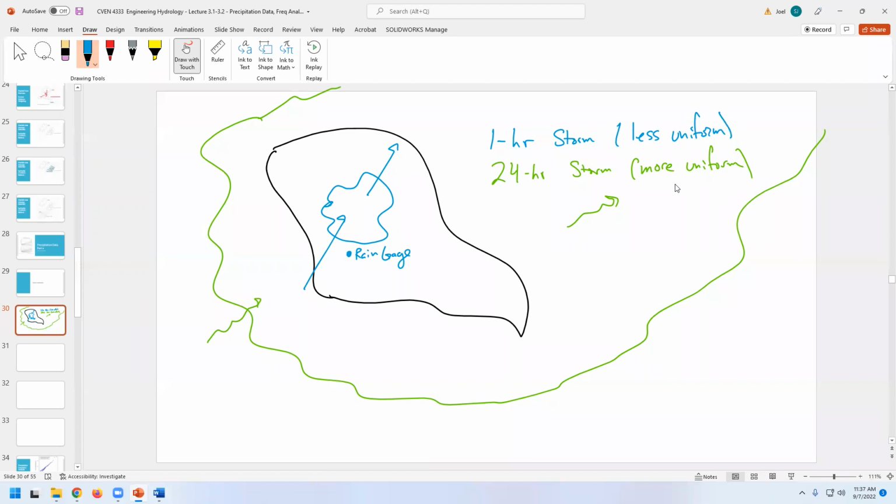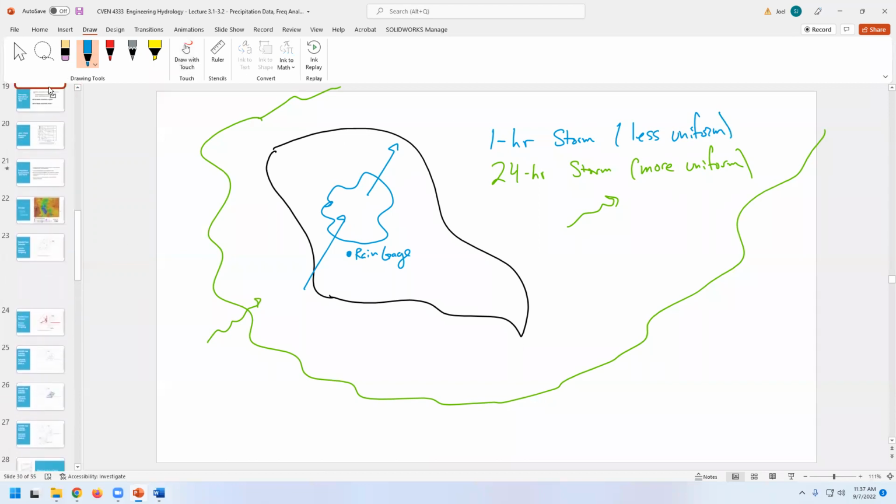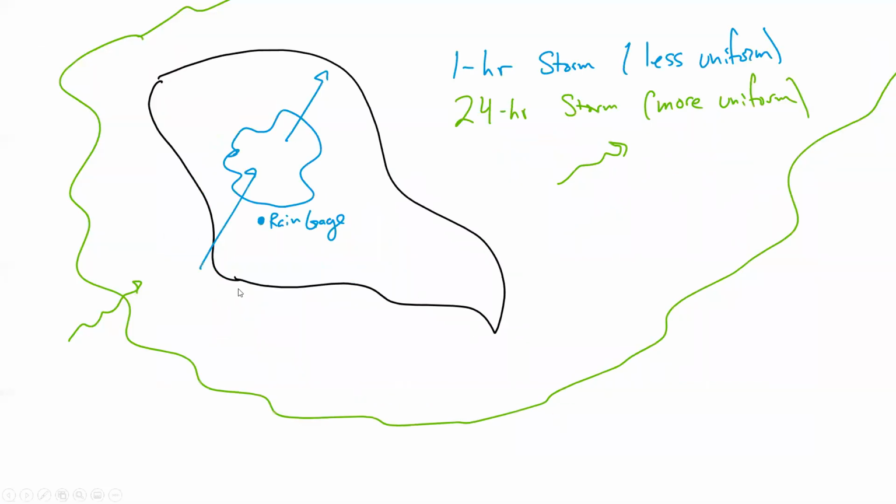All right, and that's why we have these area reduction curves, and we'll use this in our modeling, and we'll use this on homeworks and maybe even the exam. So we need to understand that shorter duration storms are more variable. What we measure at a point for them, when we apply that rainfall depth for a whole watershed, we're going to reduce it more than we would for a longer duration storm.